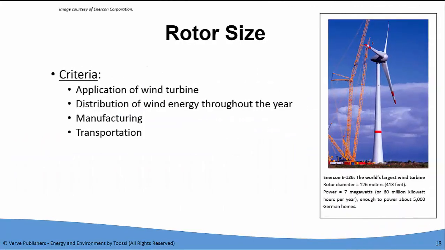This is a horizontal axis wind turbine. The diagram at the right is the largest wind turbine that we have. It's installed in Germany. It's the world's largest. The diameter is about 126 meters or 413 feet and it produces 7 megawatts of power. Over the period of a year, on average it produces 60 million kilowatt hours, and that's enough for 5,000 German homes for one of these wind turbines.